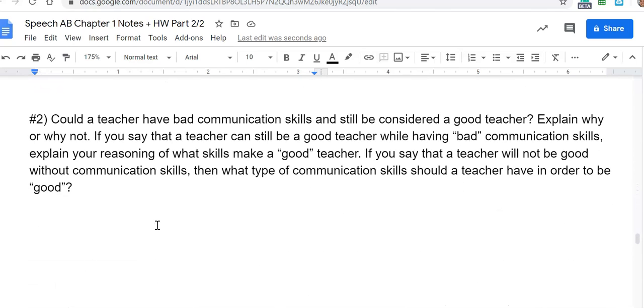Let's move on to some of the questions over here. Number 2, could a teacher have bad communication skills and still be considered a good teacher? Explain why or why not. If you say that a teacher can still be a good teacher while having bad communication skills, explain your reasoning of what skills make a good teacher. If you say that a teacher will not be good without communication skills, then what type of communication skills should a teacher have in order to be good? Okay, so that's number 2.